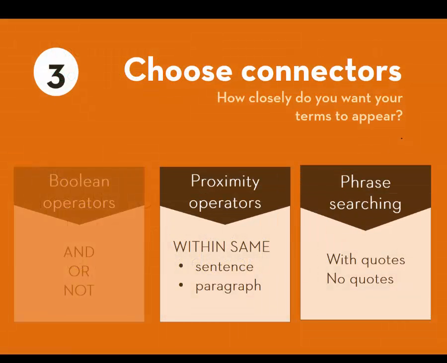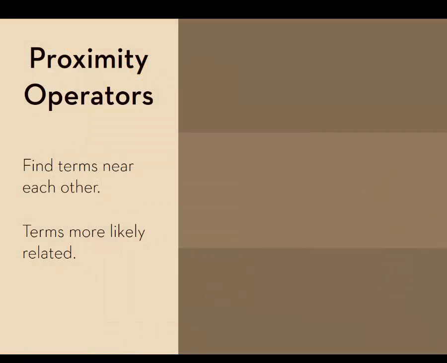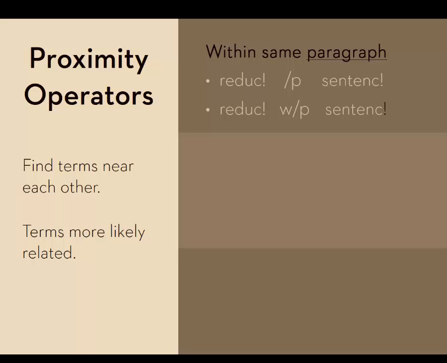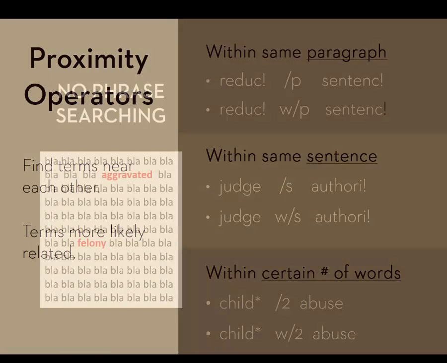Now, let's look at proximity operators and phrase searching. Beyond Boolean operators, some databases will allow you to conduct a more nuanced search using proximity operators that connect your terms and specify how closely they should appear in relation to each other. You can tell a database not only to search for words anywhere in the record, but in proximity to each other, such as within the same paragraph, within the same sentence, and within a certain number of words.